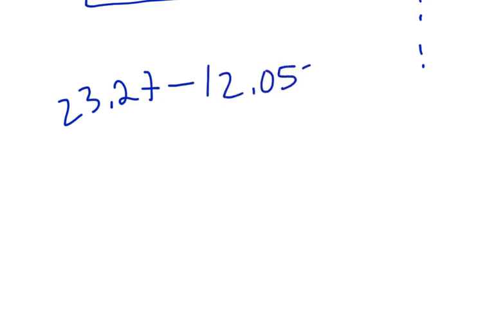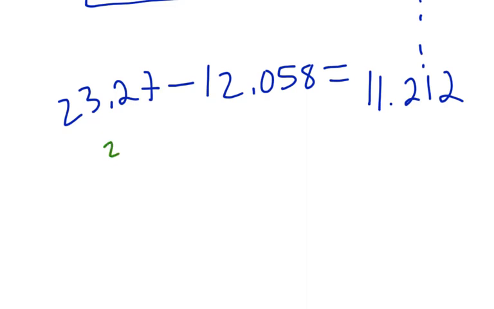Just like addition, and all three of those examples have been addition examples, subtraction works the same way. 23.27 minus 12.058. If you put this in your calculator the way it is, you'll end up with the number 11.212. Now let's go ahead and deal with the sig figs.